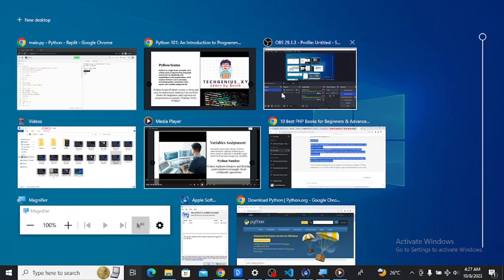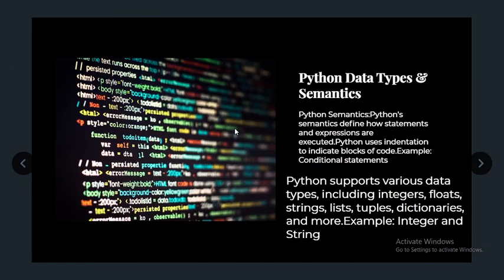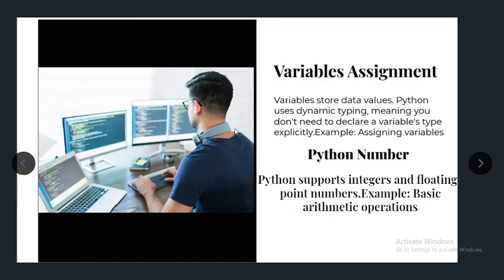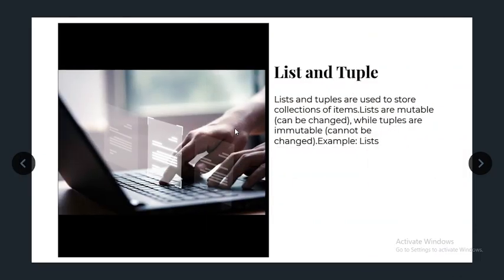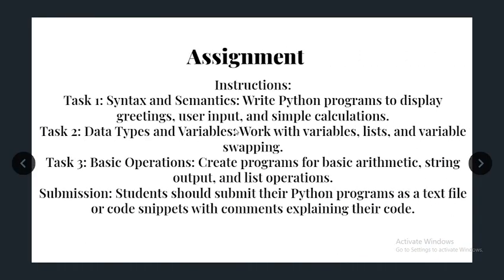Let's quickly dive to our last part of the presentation. We'll talk about data types and the interpreter, variable assignment, Python numbers. We've talked about string, we have talked about list, and the slide will be available at the end of the video. So your assignment is going to be this.